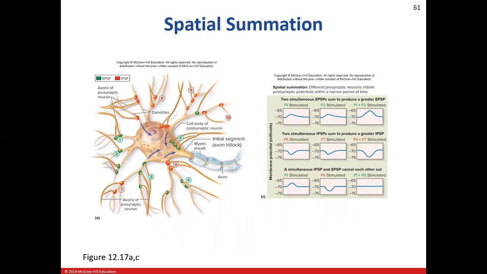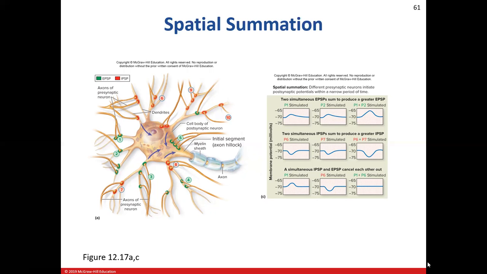So here we have spatial summation. And again, we've taken that same graphic of multiple locations. You can essentially pick multiple green locations, if you will. So if we follow this table here, we have two simultaneous EPSPs summed together. Here we have P1, okay? Here we have P2. So we have one signal coming in at 1 over here. Here we have another signal coming in at number 2.